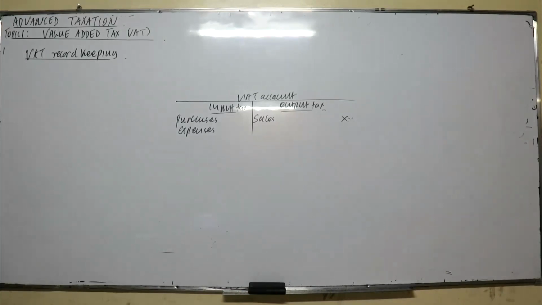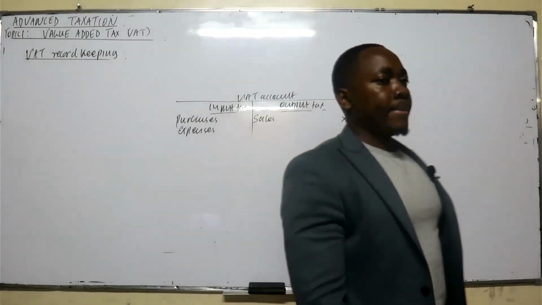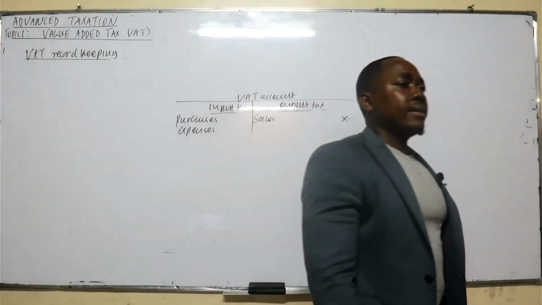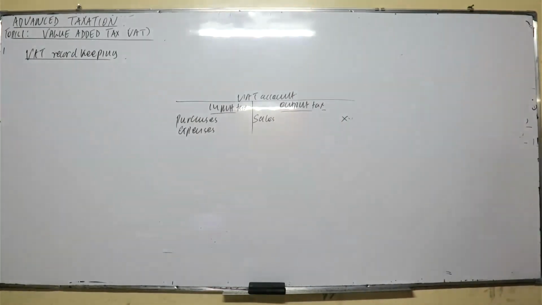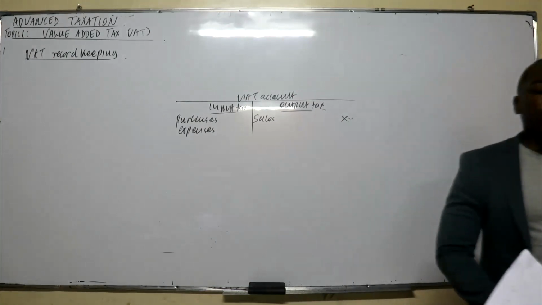The following records should be maintained. Number one, copies of all tax invoices. Number 2, copies of all debit and credit notes. Number 3, VAT account. Another one, copies of all stock records.